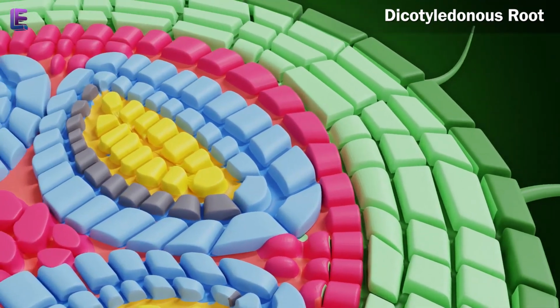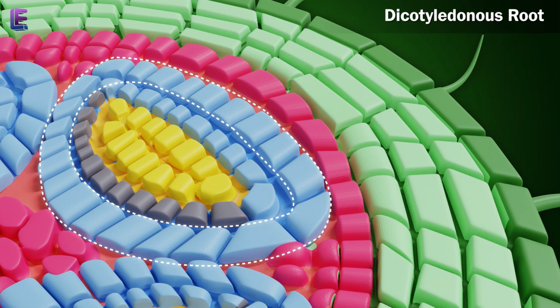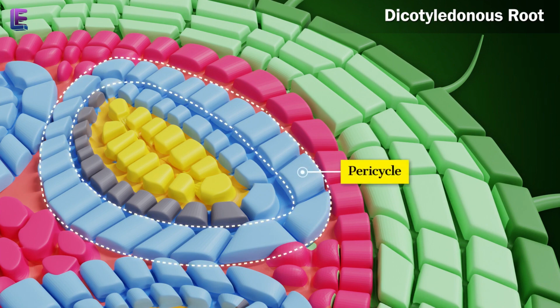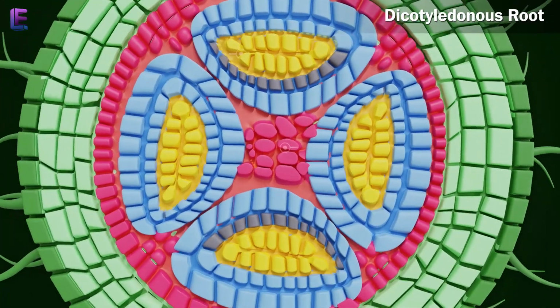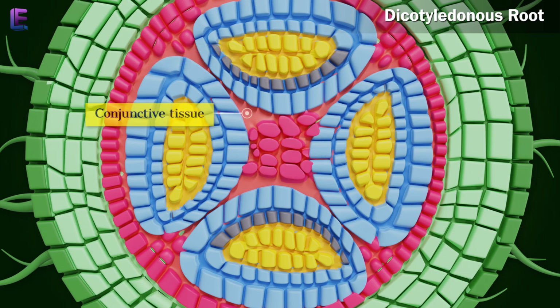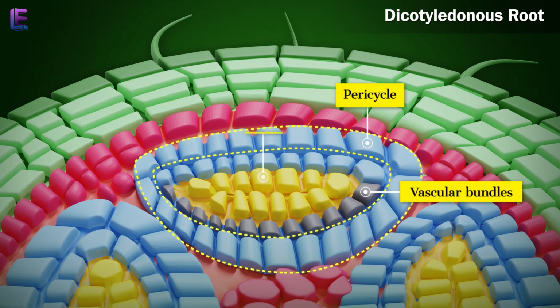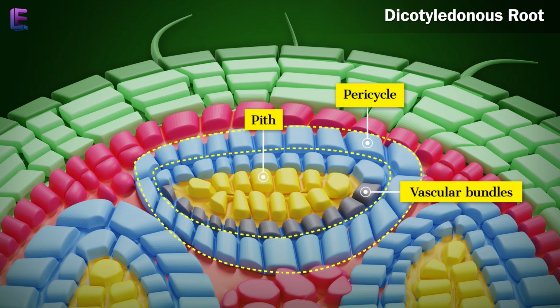Next to endodermis lies a few layers of thick-walled parenchymatous cells referred to as pericycle. The parenchymatous cells which lie between the xylem and the phloem are called conjunctive tissue. All tissues on the inner side of the endodermis, such as pericycle, vascular bundles, and pith, constitute the stele.